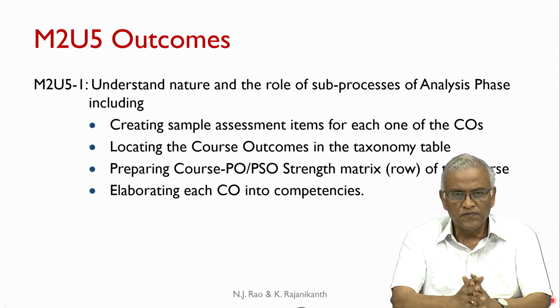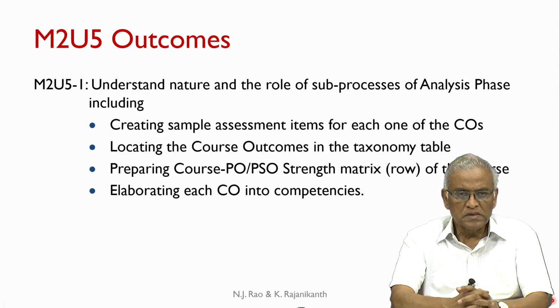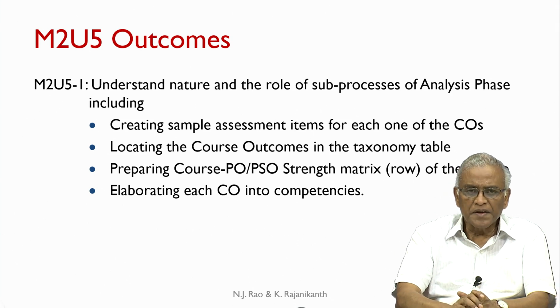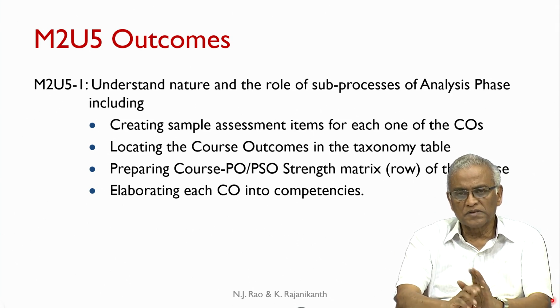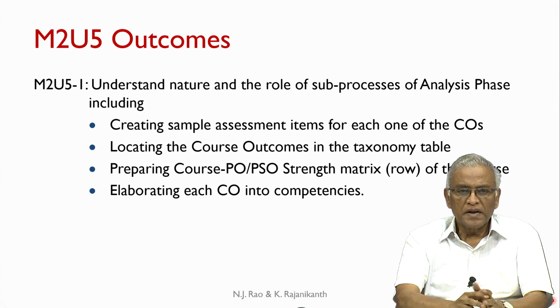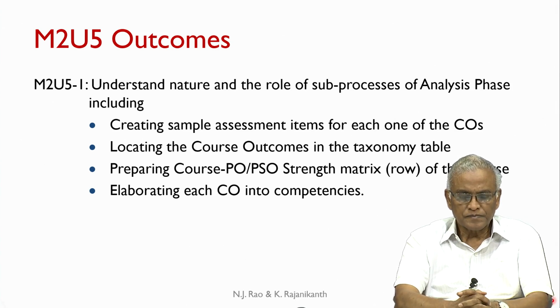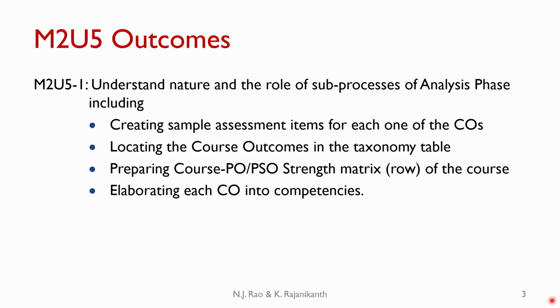Once again, in continuation of unit 4, the remaining sub processes are creating sample assessment items for each one of the COs, which we will presently elaborate on, locating the course outcomes in the taxonomy table, preparing the course PSO strength matrix, which will actually be a row of the course, and elaborating each CO into competencies. These are the 4 sub processes of the analysis phase that we will address in the present unit.